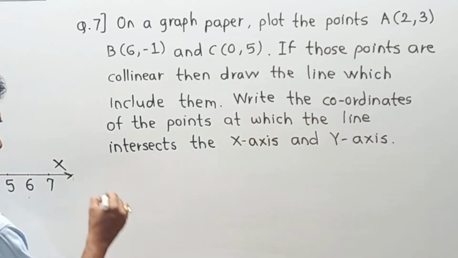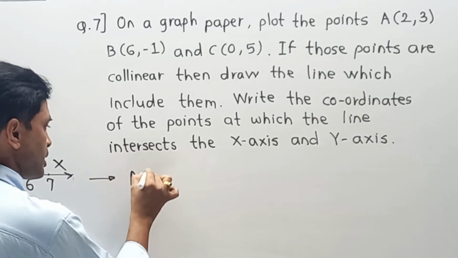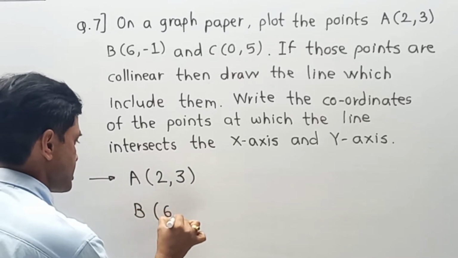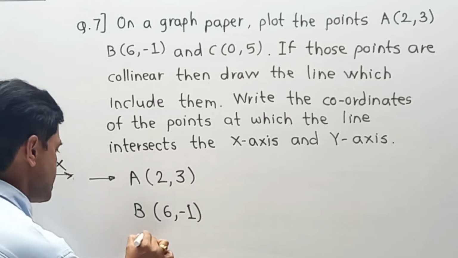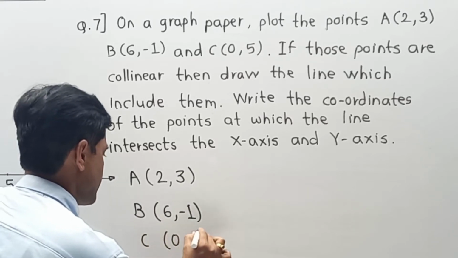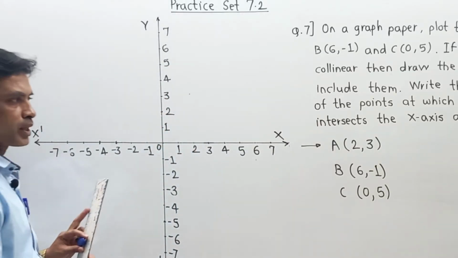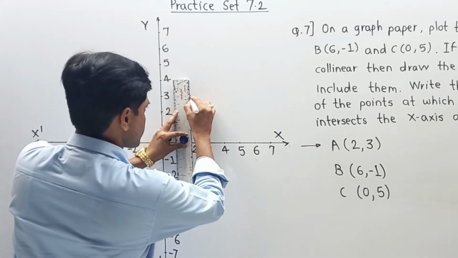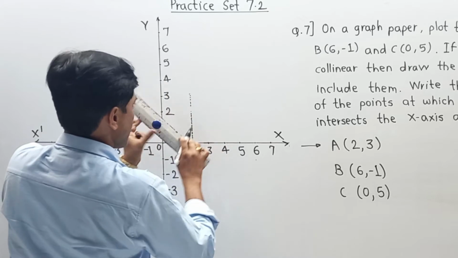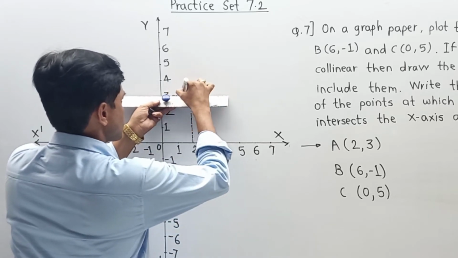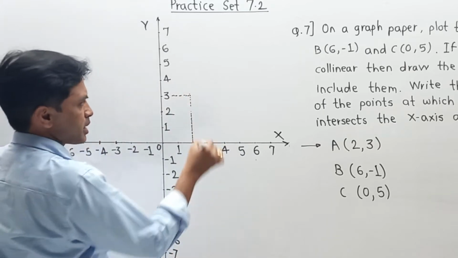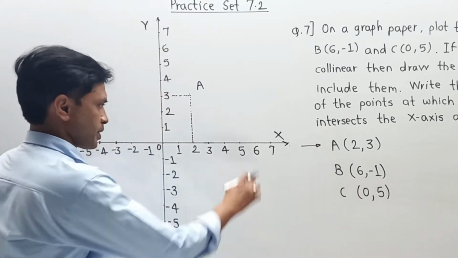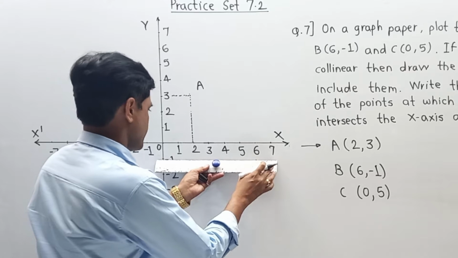A is (2, 3). So I am going to highlight that point first. A is (2, 3). Second point is B, that is (6, -1), and third point is C, that is (0, 5). One by one, I am going to highlight these points on the graph. A is (2, 3), so x is 2 and y is 3. So our first point is A over here. Next B, that is (6, -1). X is 6 and y is -1. So here.